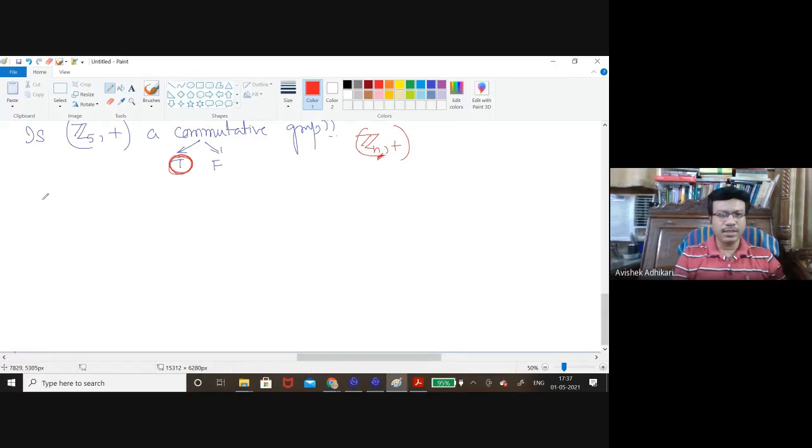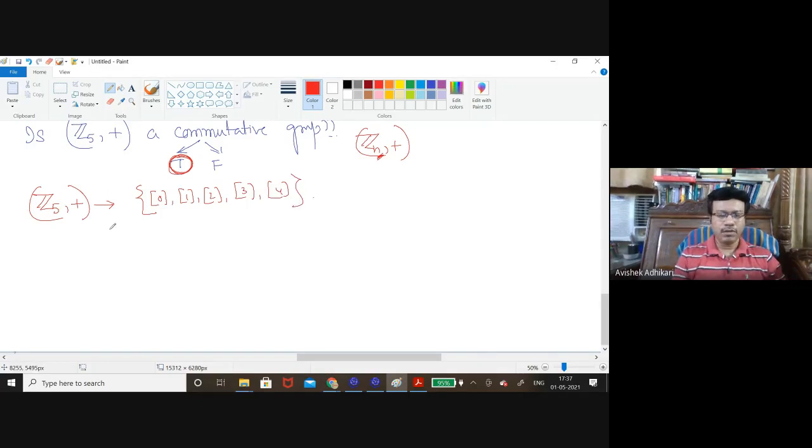So what then are the special properties of Z5 plus, or in fact any Zn? If I consider this, the elements here are class 0, class 1, class 2, class 3, and class 4.